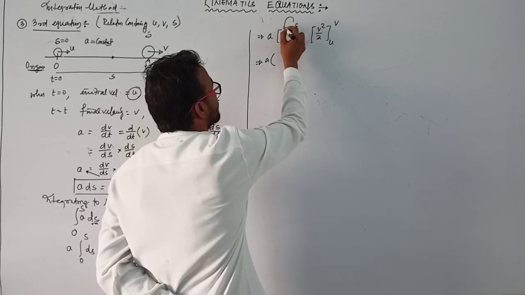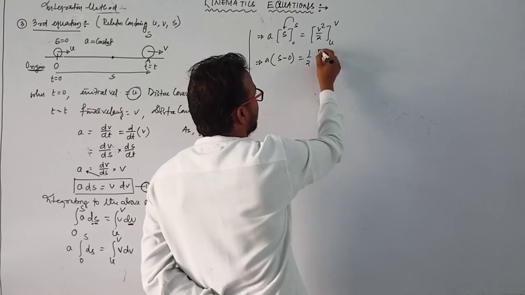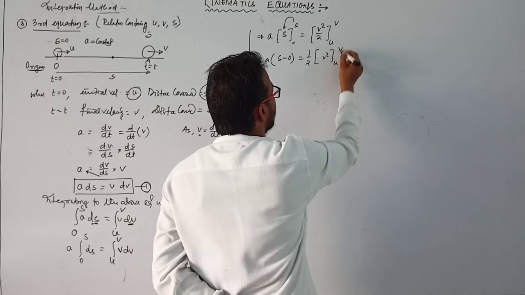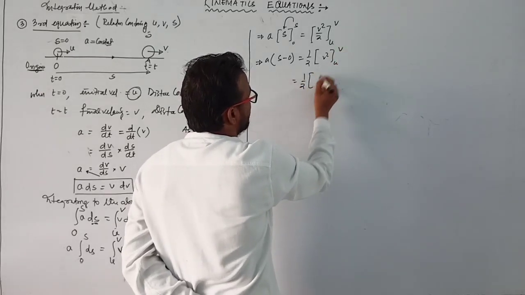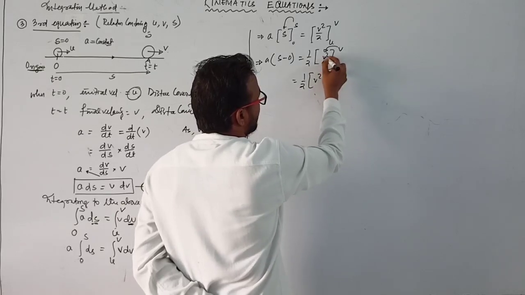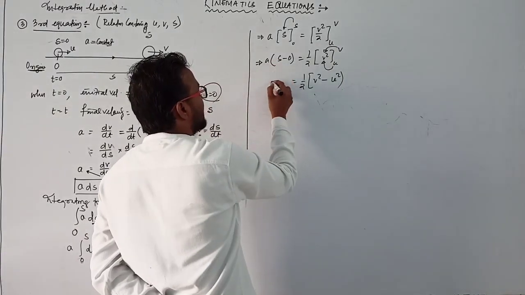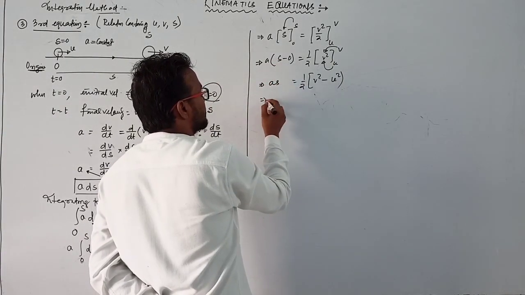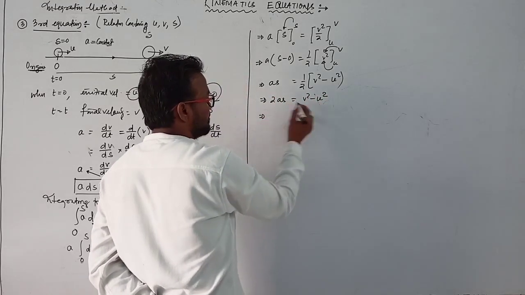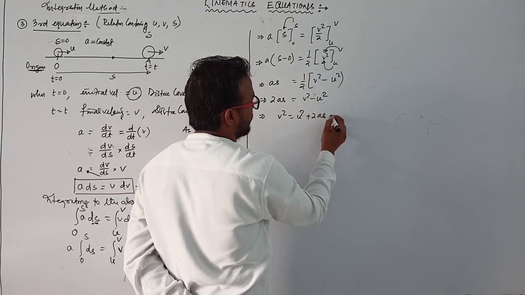And this 1 by 2 is a constant quantity, so we can write this relation, a is constant here. First we have to use the upper limit, then s minus 0 equals 1 by 2, which is constant, we can take it out of the square bracket, then the remaining part is v square from u to v. Now use the upper limit in place of v square, then v square minus, now use the lower limit in place of v square, that is u square. If you solve this term then we will get 2as equals v square minus u square, or simply we can write v square equals u square plus 2as.